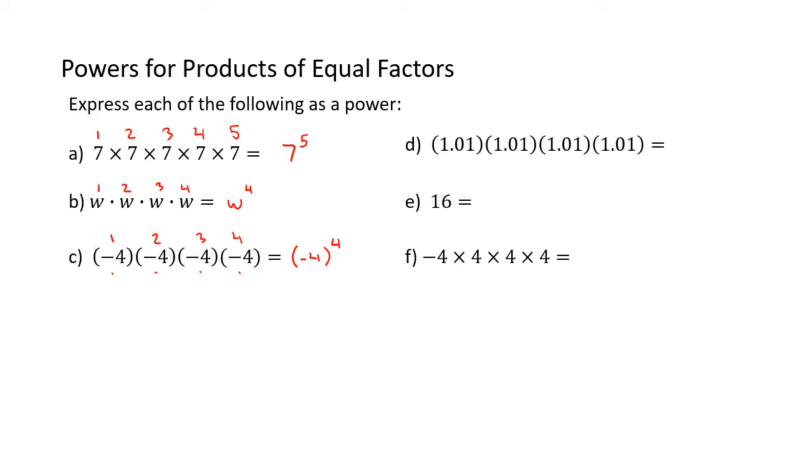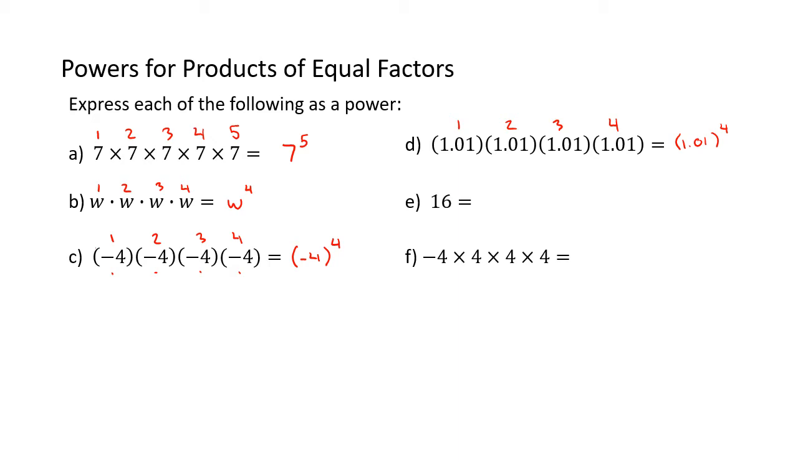In example D, you'll see that it's the same number, but it has decimals. It doesn't matter if it's a whole number, or a positive number like we had in example A, an algebraic term in example B, a number with a negative in example C, or a decimal. Any of those instances can be a base. In this case, we have 1.01, because it's used in all 4 instances. And we have it 1, 2, 3, 4 times. So it's 1.01 to the exponent 4.